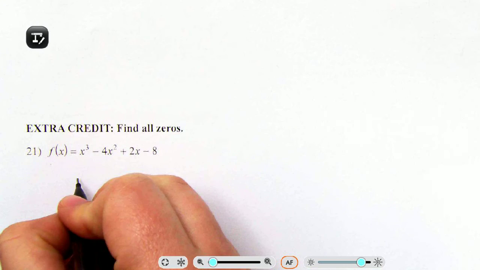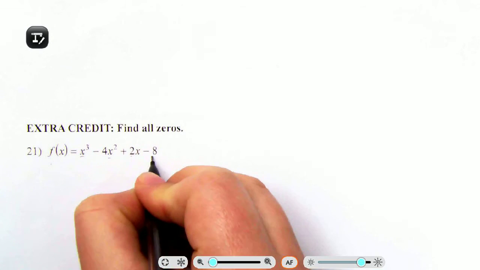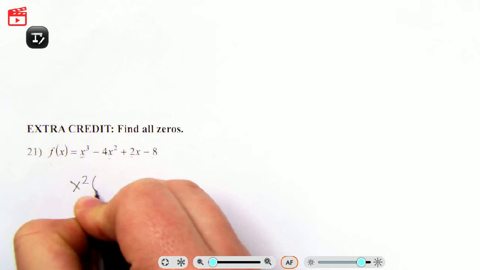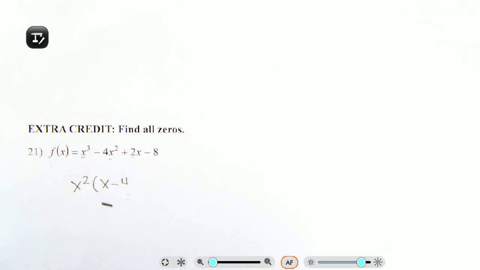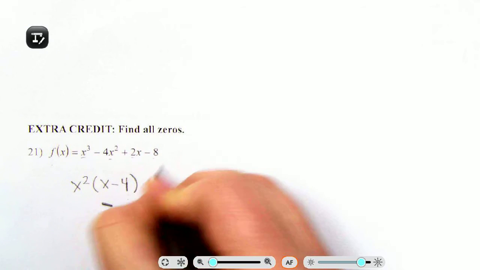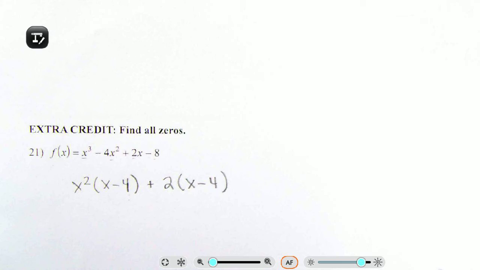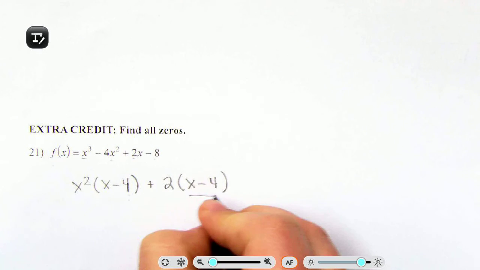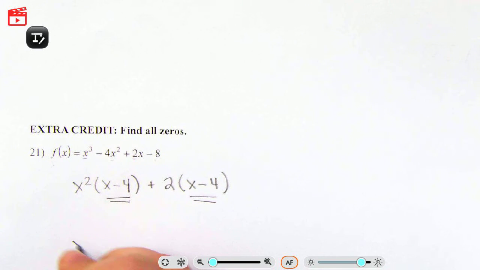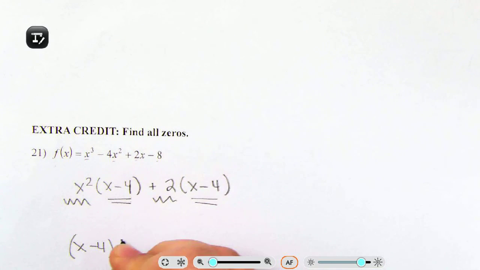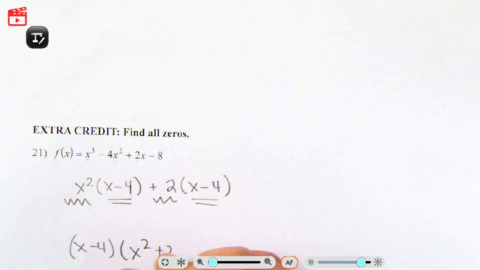I'm immediately noticing that I have an x squared and a 2 here that I can pull out, so I'm going to do that. I'm going to do x squared, x minus 4. Ooh. And then I'm going to pull out a 2 here, and I get x minus 4. And I'm happy because this means I can group these together. So I have x minus 4, and then I get to group these together, which is x squared plus 2.